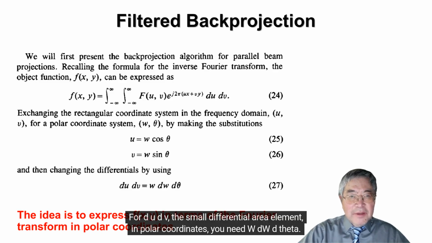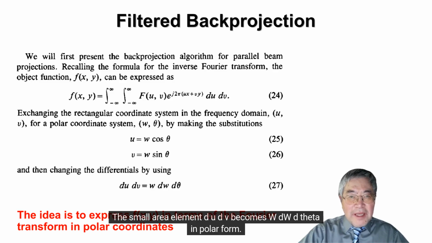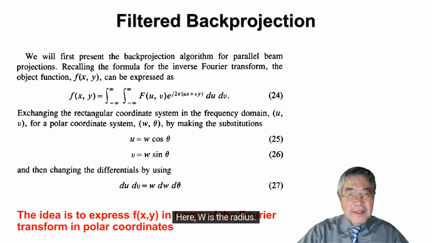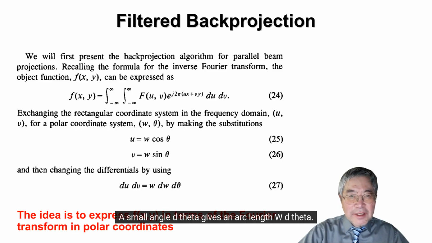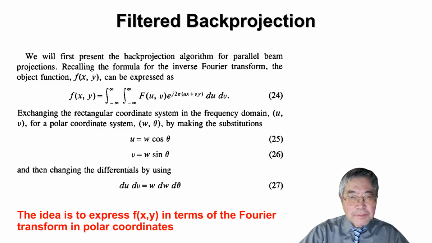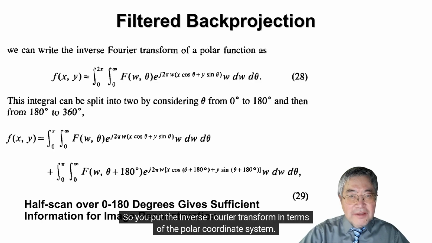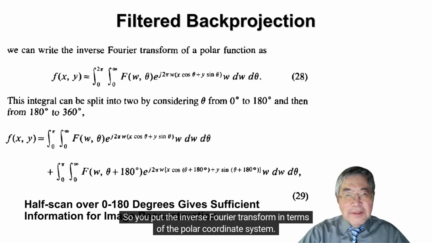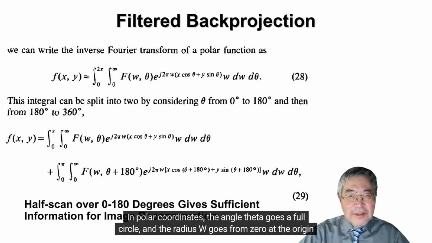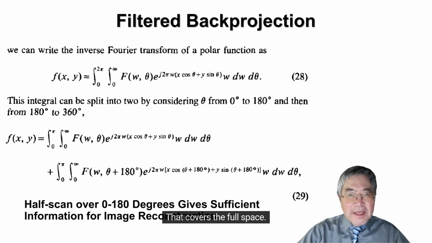For du dv, the small differential area element in polar coordinates, you need w dw d theta. The small area element du dv becomes w dw d theta in polar form. Here w is the radius. A small angle d theta gives an arc length, w d theta. A small radial increment dw gives the thickness. Multiply them together and you get the small area element. This is just your calculus, w dw d theta. So you put the inverse Fourier transform in terms of the polar coordinate system. In polar coordinates, the angle theta goes a full circle and the radius w goes from 0 at the origin all the way to infinity. That covers the full space.